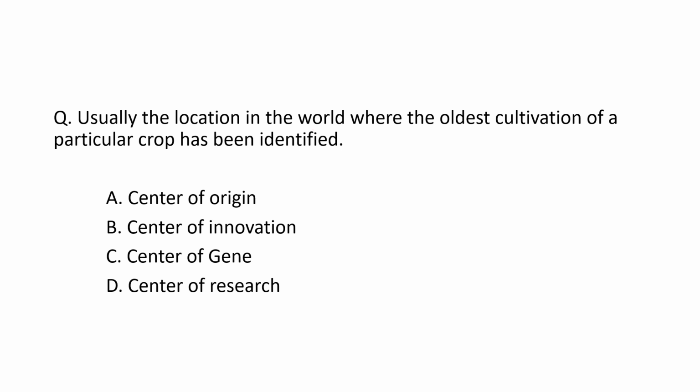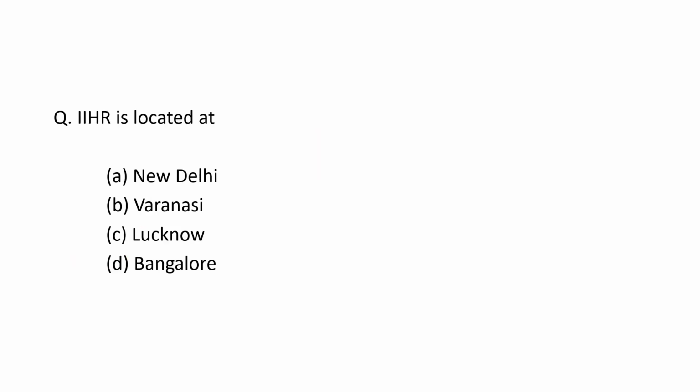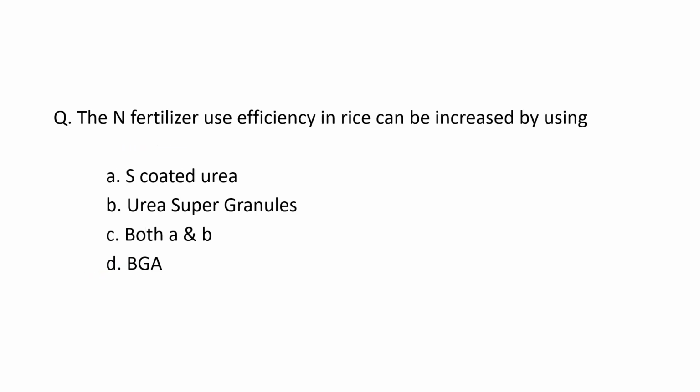Usually, the location in the world where the oldest cultivation of a particular crop has been identified. The right option is A, center of origin. Flooding of the fields will help in control of cutworms, white grubs, and termites. The right option is T. IIHR is located at, the right option is Bangalore. The nitrogen fertilizer use efficiency in rice can be increased by using sulfur coated urea, urea super granules, and option D, blue green algae.